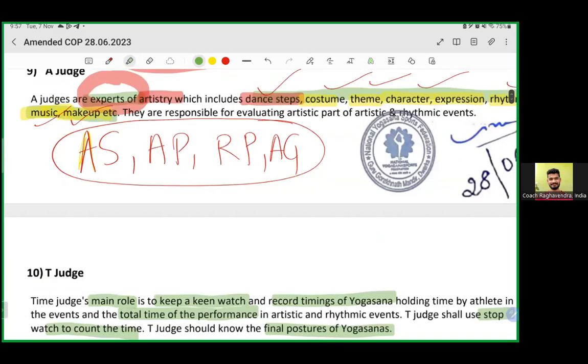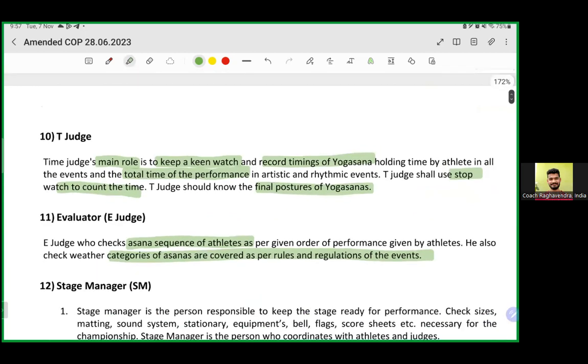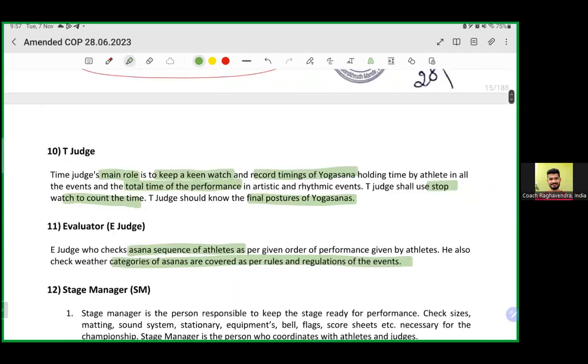So the time judge's main role is to keep a keen watch and record the timings of the asana holding time by the athlete and total time of the performance, individual asana holding time as well as total timing of the asana in artistic events and rhythmic events. The time judge uses a stopwatch to count the time. The time judge should know the final postures of the yogasanas.